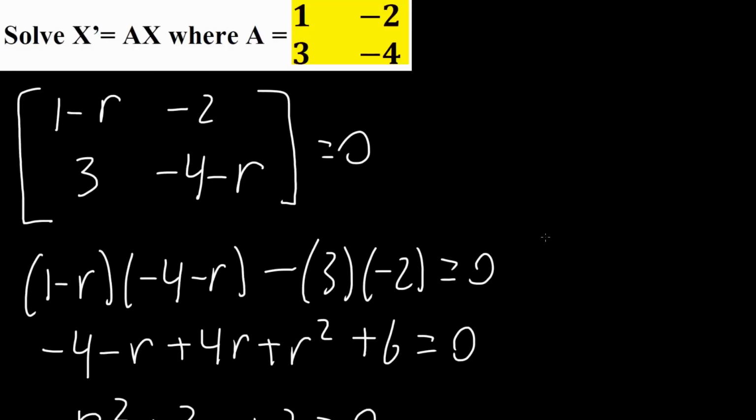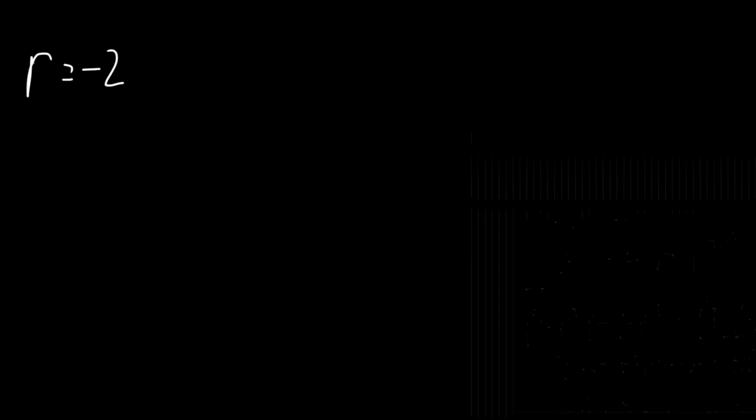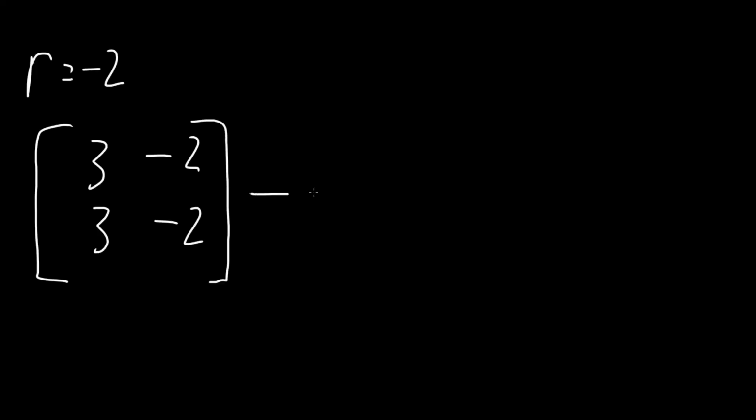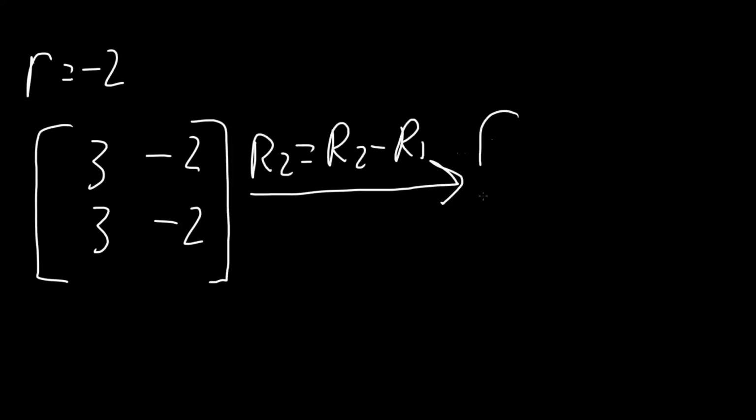And so next we will plug in r is equal to minus 2, because that was one of our eigenvalues, back into the original equation. So we're plugging in minus 2 for r, and what we're going to get by doing that will be 3, 3, minus 2, minus 2. And next we will do row reduced echelon form. And so if we say that r2 is equal to r2 minus r1, then what we're doing here is just canceling out this. So we would get 3, minus 2, 0, 0.